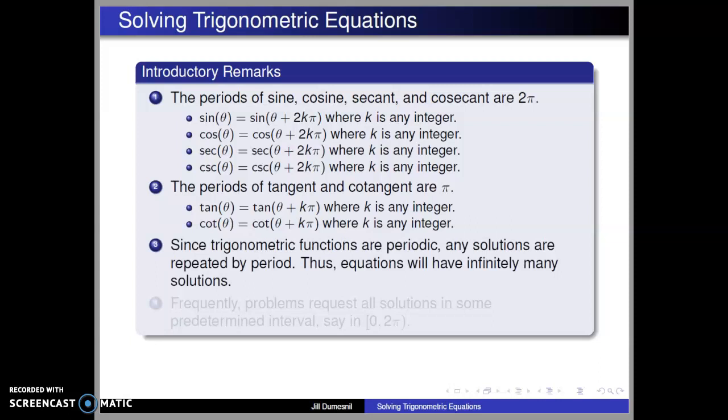Solutions to trigonometric equations will be repeated each period. Therefore, equations will have infinitely many solutions. Often, we will be asked to find solutions in some specified period or interval, typically the interval from 0 to 2 pi.